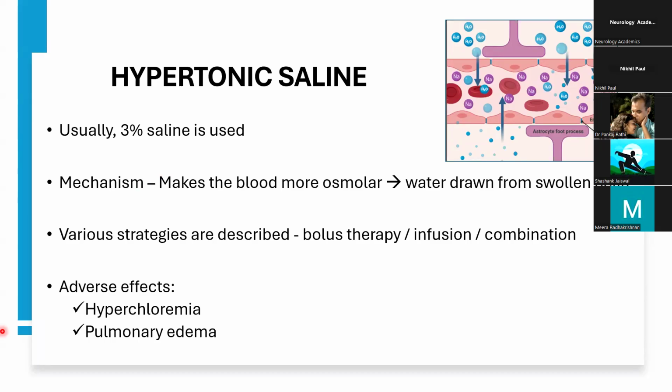So how to give it? When you are giving hypertonic saline, the intravascular osmolarity will increase. That will create an osmotic gradient, which will facilitate the escape of water from the interstitium into the intravascular compartment. So water is getting taken from the interstitium into the intravascular compartment. That is what it is doing.